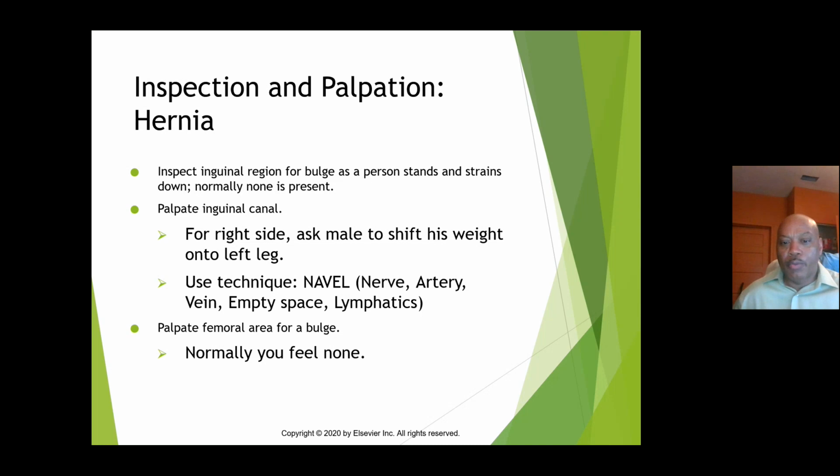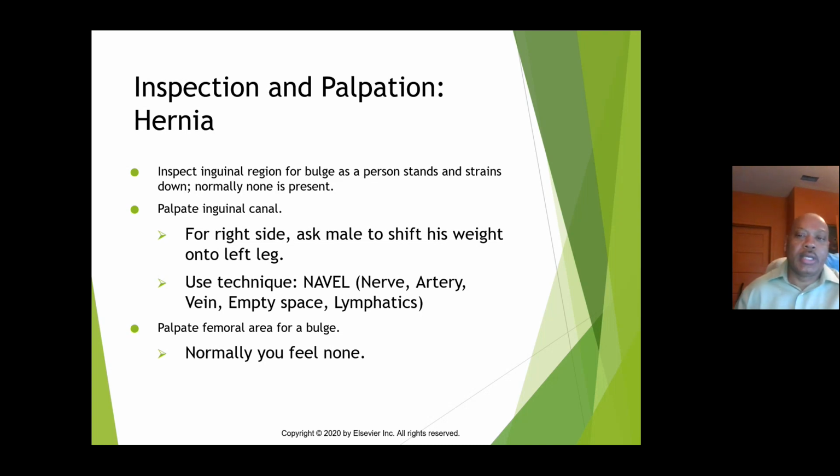All right. We also palpate the femoral area for a bulge, and of course, obviously, we don't want to palpate anything. Hopefully, they won't have a bulge, meaning a hernia, as well. And this information can be found on page 695, the normal as well as the abnormal findings. All right.